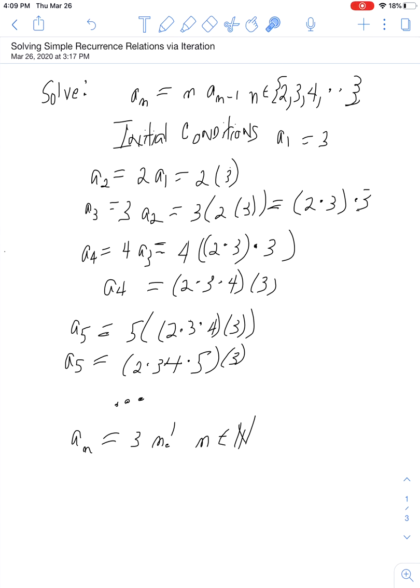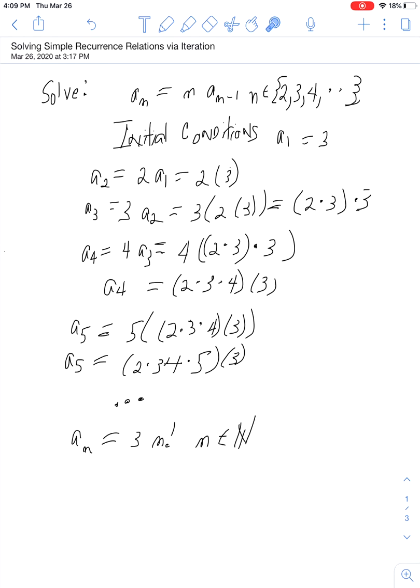Now what I want to do is group the terms that come from the same piece of the equation. And the terms that come from the same piece of the equation are 2 times 3. They both come from this part of the equation, n. Now what's left is just this number 3. Okay, so I'm going to group a sub 3 as the quantity 2 times 3 times 3.